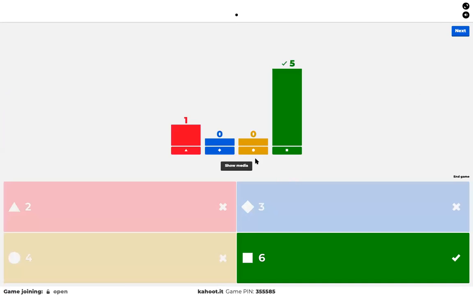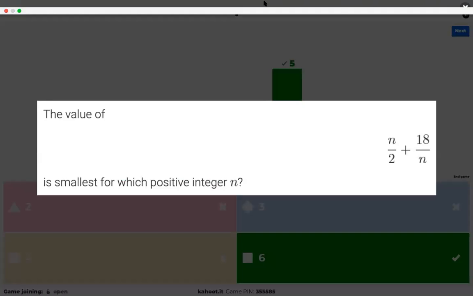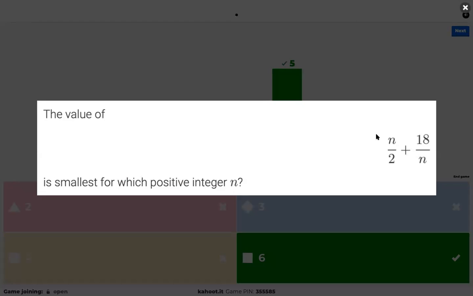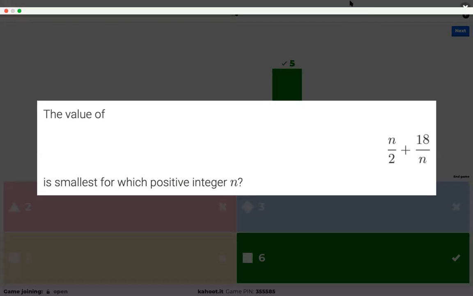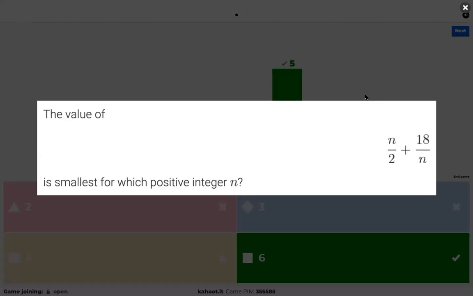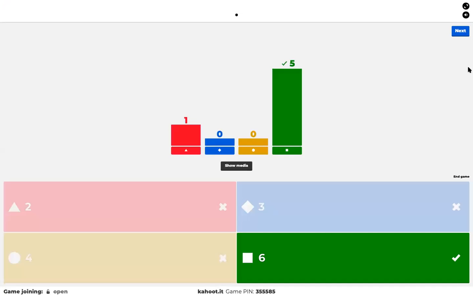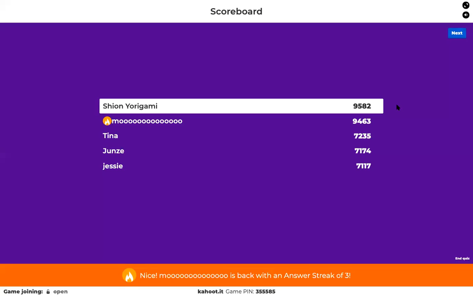Hey, nice. This is AMGM again. Do you guys use that? Well, equality is achieved when the 2 terms are equal, and that happens when n is 6. So that's the answer. All right, last question.